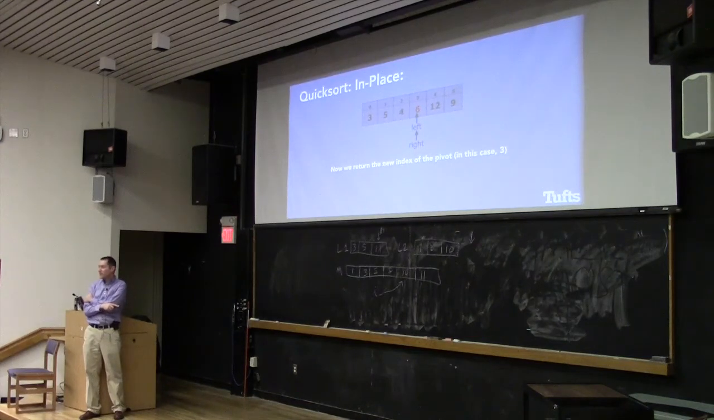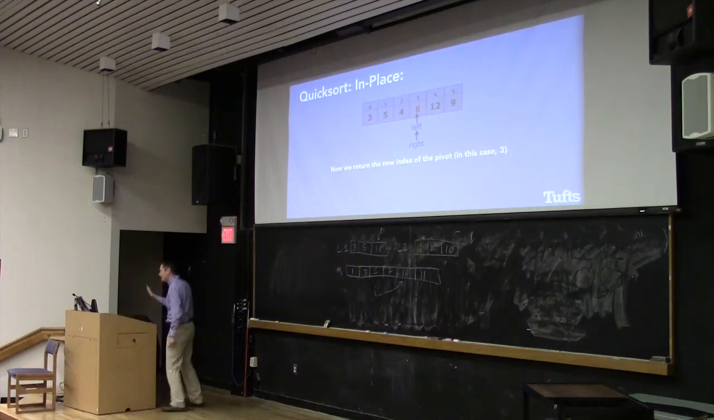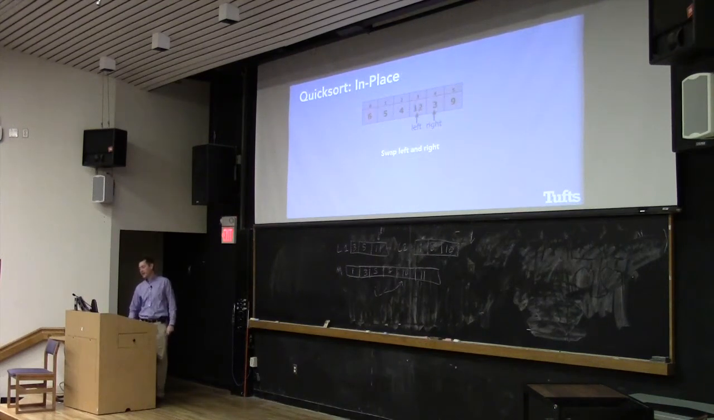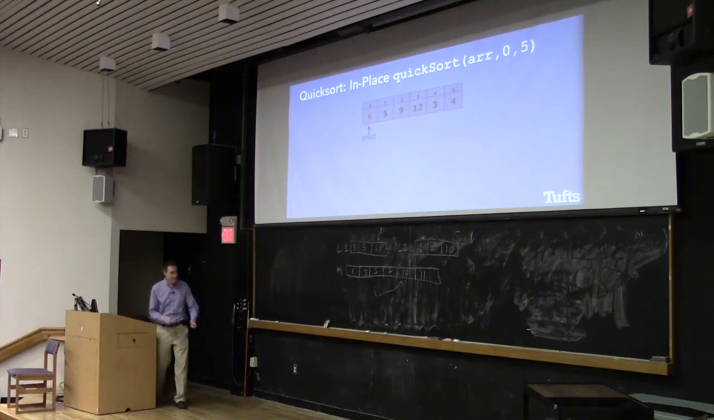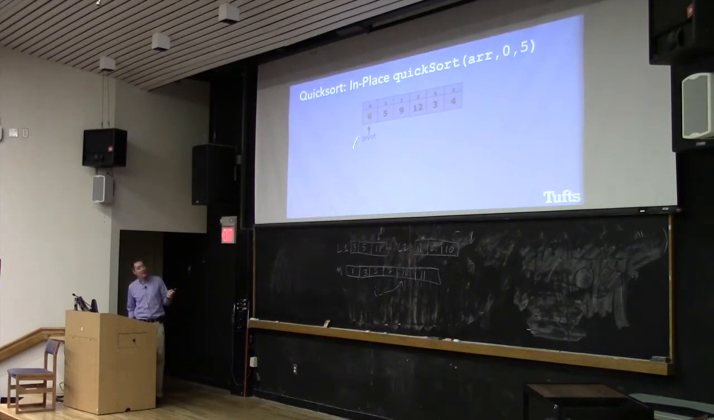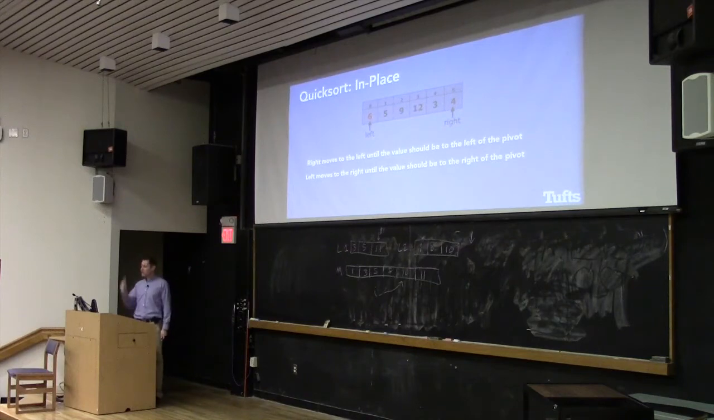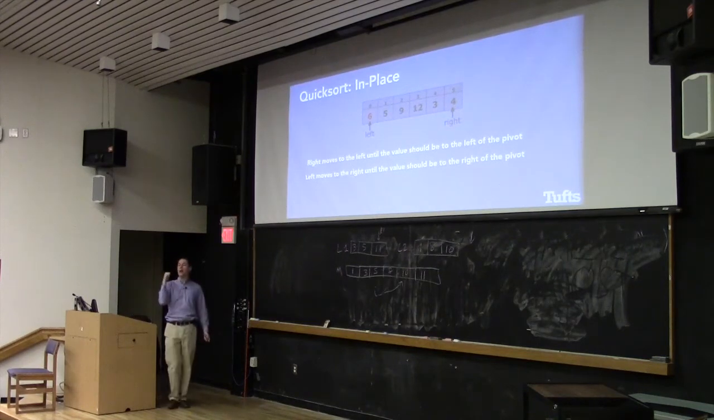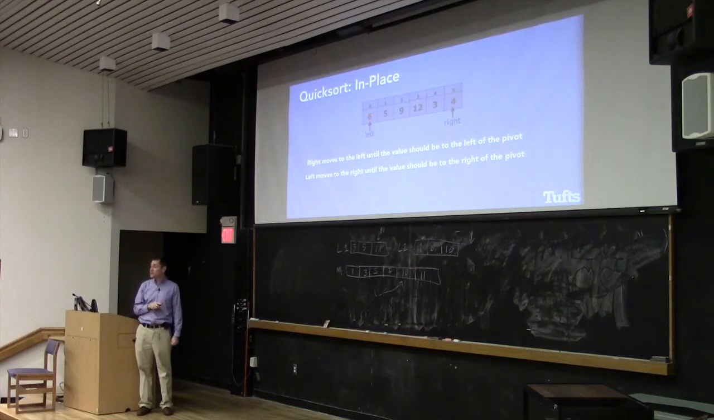Okay? Let me go through that again. All right, if you got it, be smug. If you didn't get it, you'll see it again to see how it works. Okay. Pick the pivot. The pivot is 6. So we're going to remember to compare against 6. We have a left and a right. And the first thing we're going to do is the right is going to start going left until it should be to the left of the pivot. And then we're going to do the left one going right until it should be to the right of the pivot. So 4 should be to the left, so we stop moving the right.